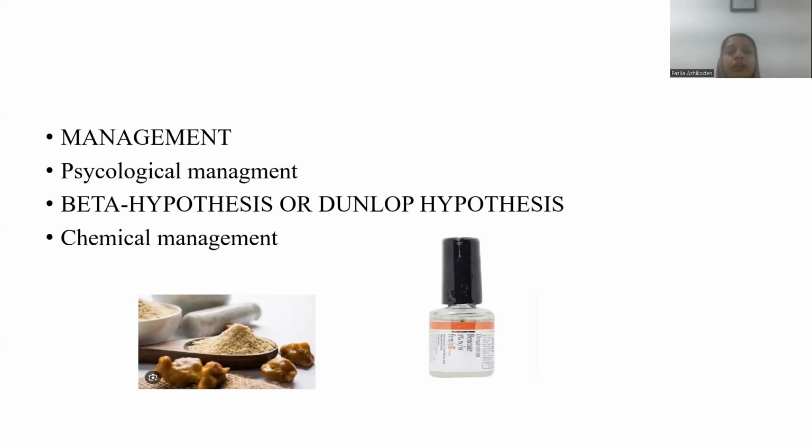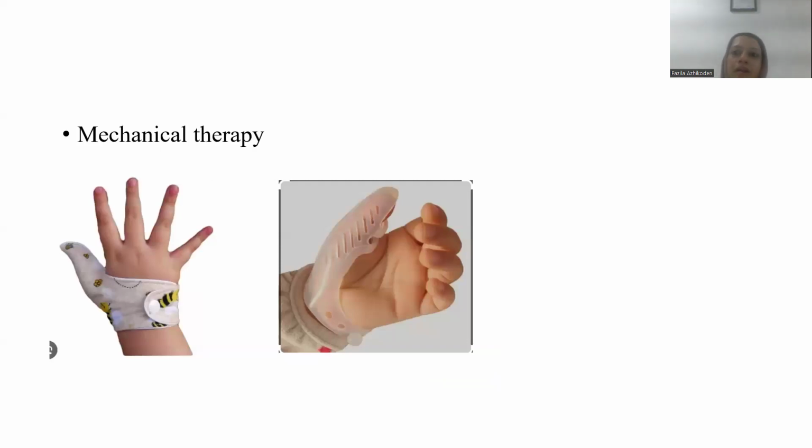Now, the next method of management is the chemical management. That is, you apply various chemicals which are easily available onto the thumb or the fingers, whichever digit is engaged in this habit. So you apply the chemical onto the thumb or the digits to stop this activity. And if the psychological management is not applicable, if chemical management is also not working out, the next one is the mechanical management. So in mechanical management, you have the extraoral and the intraoral approach.